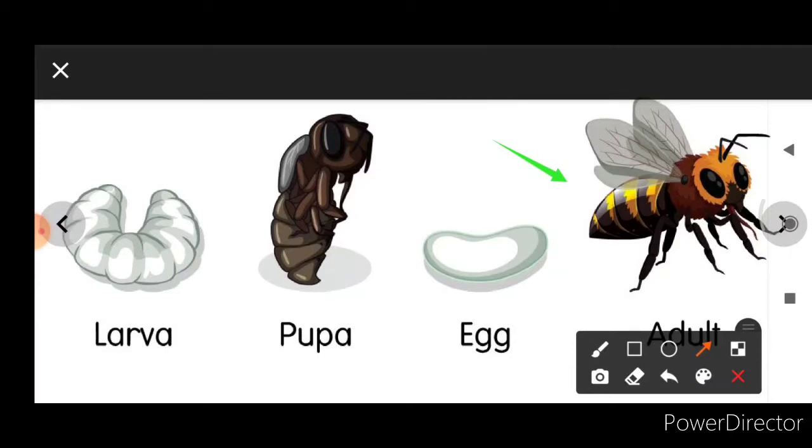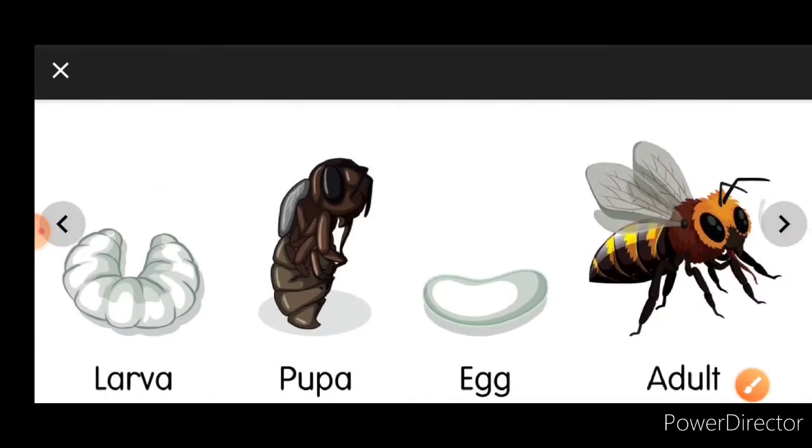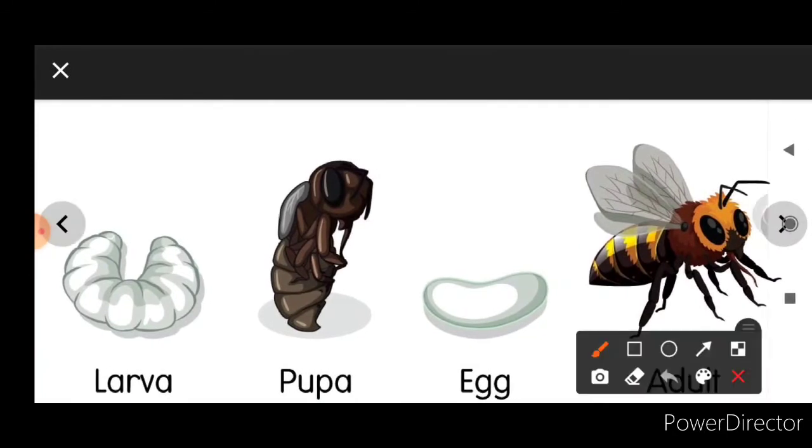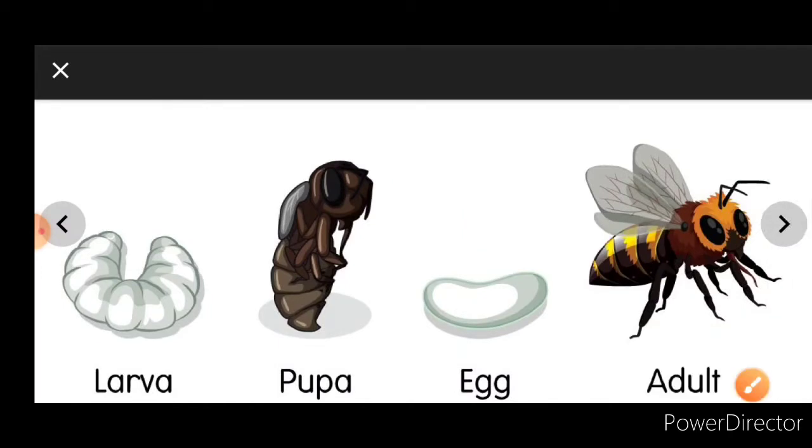So, what is the first stage? What is the first stage of the honey bee's life cycle? It is the egg, right. Where is the egg? Show me. First is egg, then larva, then pupa, then the adult, that is adult honey bee, right. So, we will discuss what are the changes, what does this honeybee do in different stages.